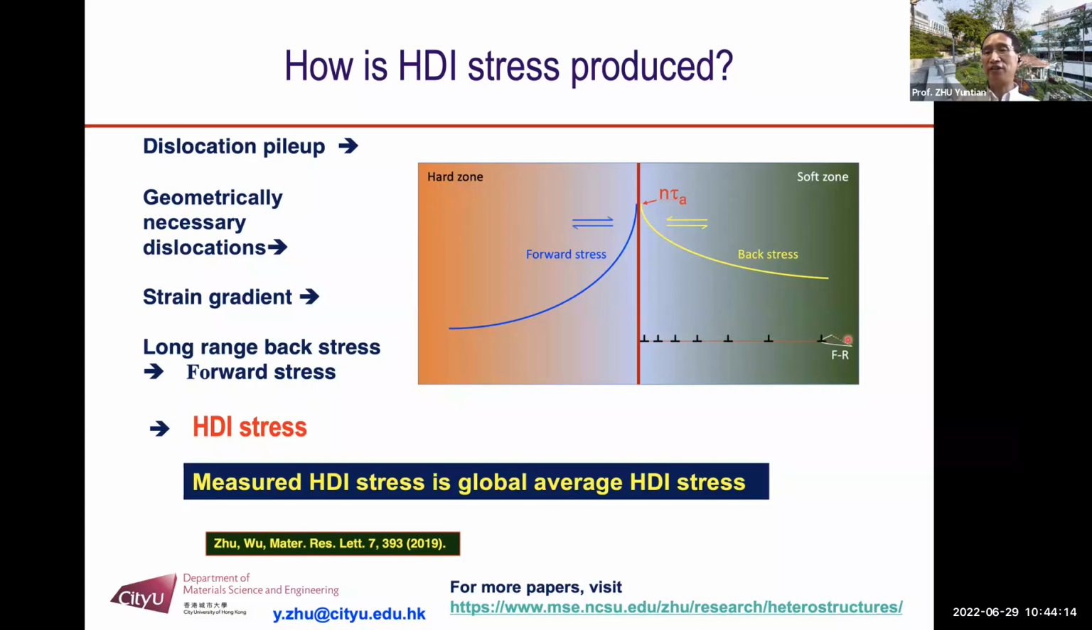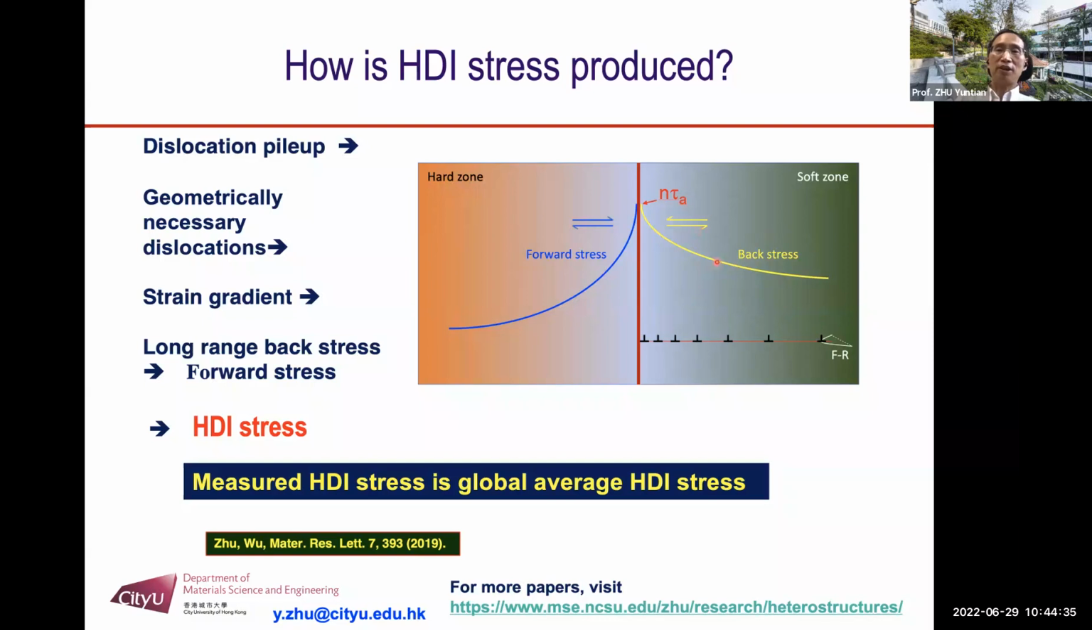Okay. So the back stress will cancel your applied stress, so that although your applied stress is enough to activate the Frank-Read source, after the development of back stress it will neutralize or cancel some of the applied stress, so that the Frank-Read source will stop emitting new dislocations. Okay, this is the back stress.